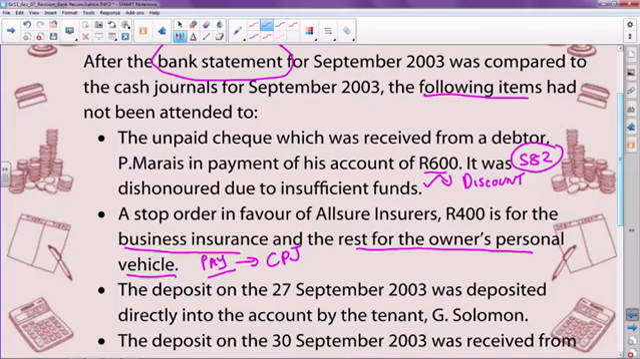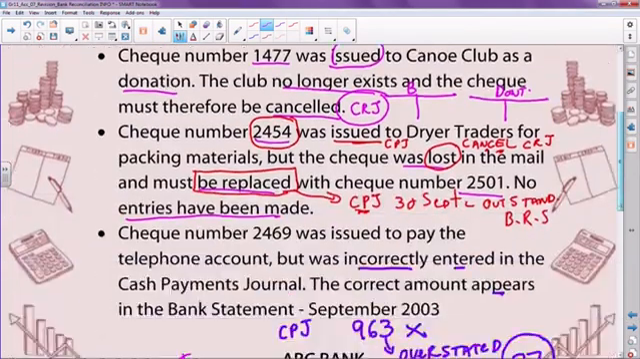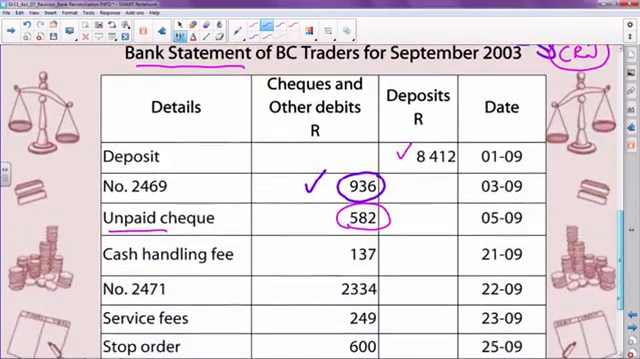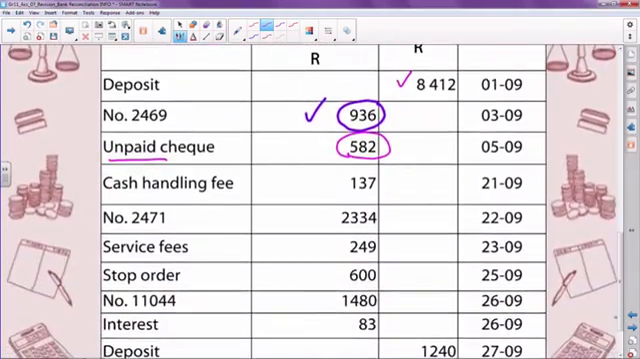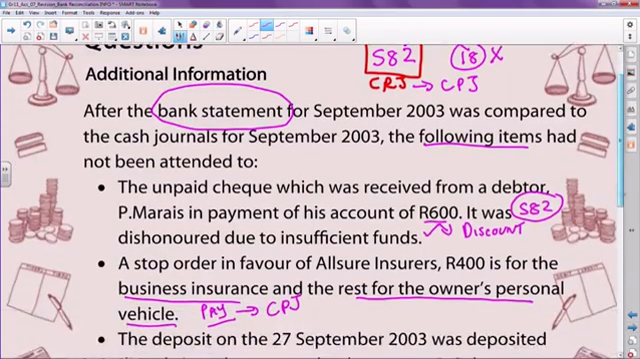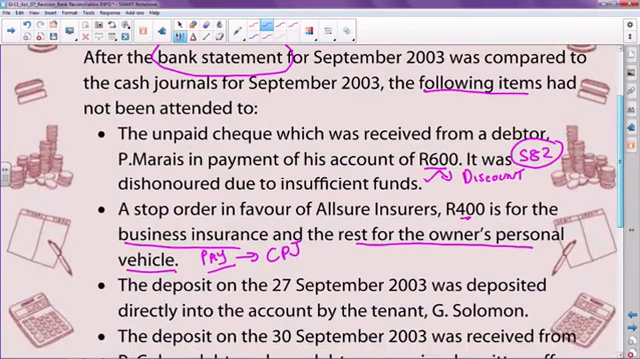Right, so let's go back to the bank statement. So we'll come to these entries in a moment. At the moment, we're looking at the stop order for 600 Rand. This stop order is for insurance. But remember, the entire 600 Rand is not the business's expense because a certain portion is for drawings. So 400 Rand is for the business, which means 200 Rand is for the owner's personal use.